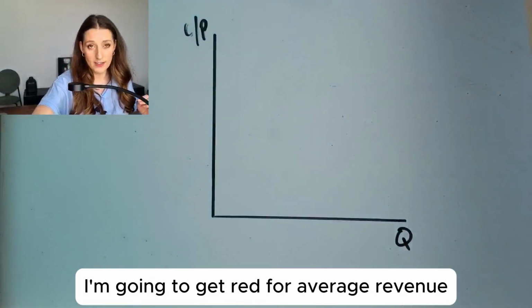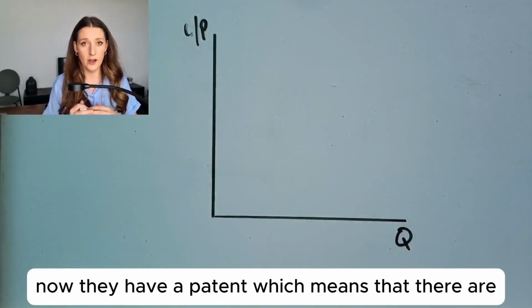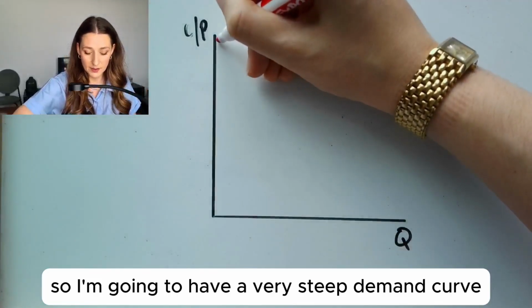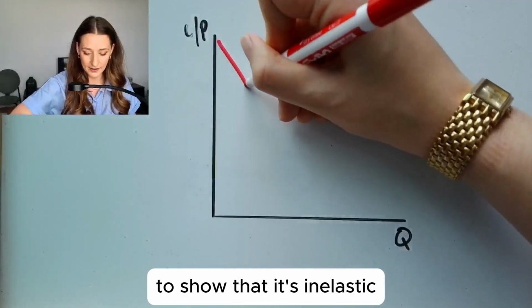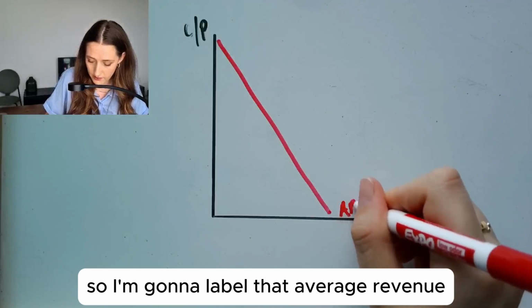I'm going to get red for average revenue. Now they have a patent, which means that there are considerable barriers to entry. So I'm going to have a very steep demand curve to show that it's inelastic for the most part. So I'm going to label that average revenue.